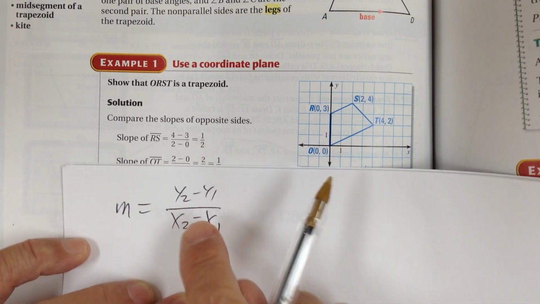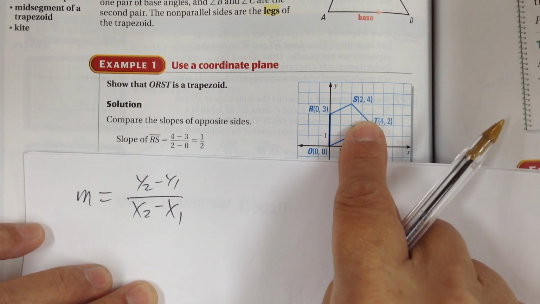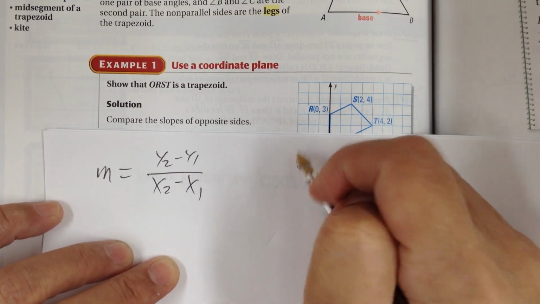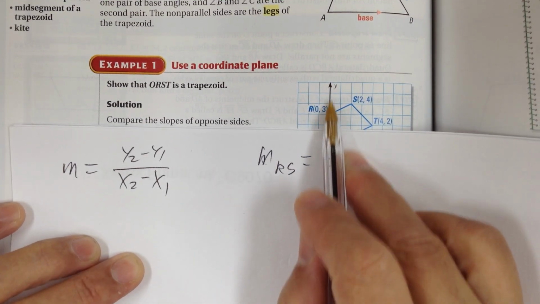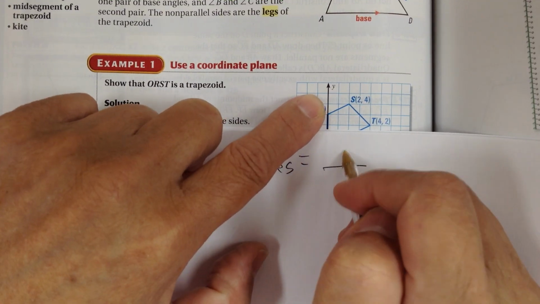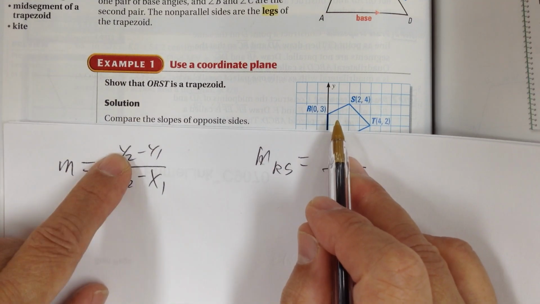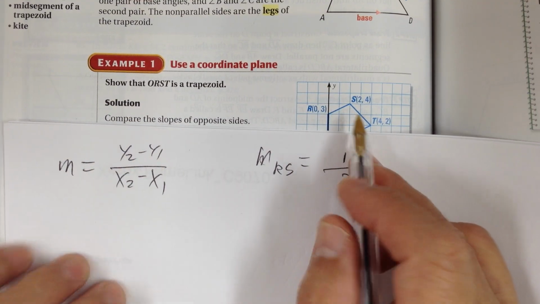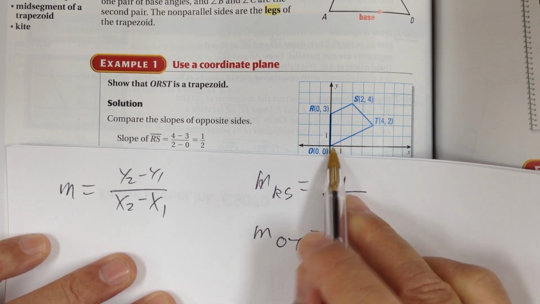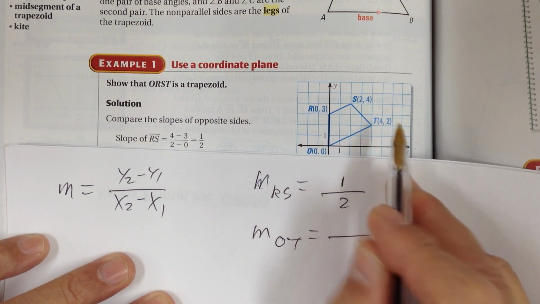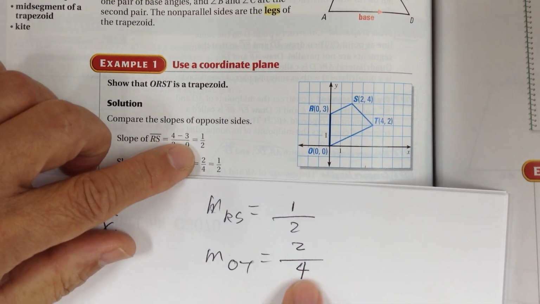Now instead of using the formula, when it's given in a grid, a lot of times it's easier if you look for the slope of RS. From R to S, you go up 1, and you go over 2. See? 1 over 2. So you do the Y first, right? Y is up and down. Whereas over here, the slope of OT, from O to T, you have to go up 2 over 4. See that? So these are the same, right? See the 2 over 4?